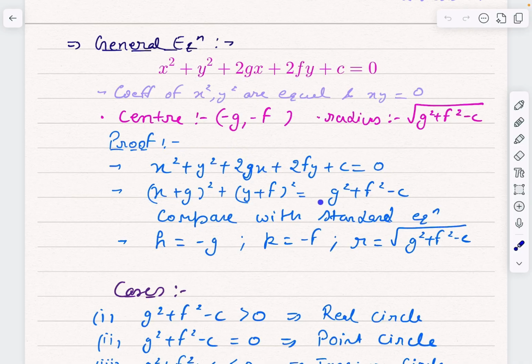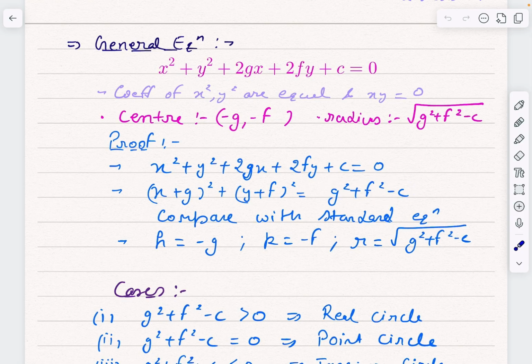Okay, so this g square we get on the right side. Here it becomes (x plus g) whole square. Same, y square plus 2fy is there. Add f square both sides. We get (y plus f) whole square. On the right side, we get g square plus f square minus c.